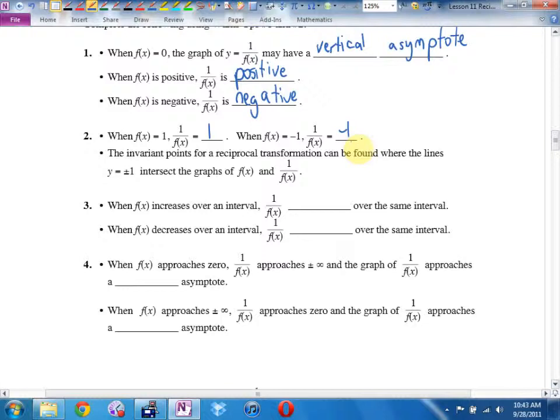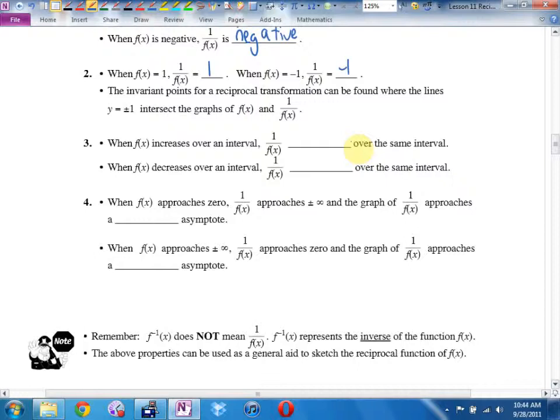Then, here's our bug trick. When my original graph increases, gets bigger, my reciprocal does what? Gets smaller, or since they use the word increases, what would be a clever word to use? Decreases. Oh, and when my original graph decreases, gets smaller, Alex, you know what my reciprocal graph does? Increases, absolutely.